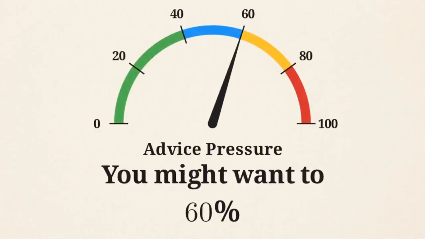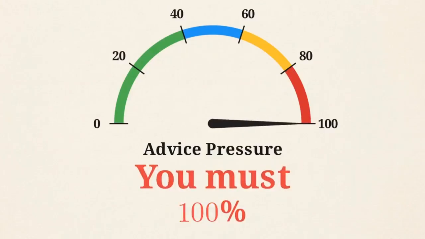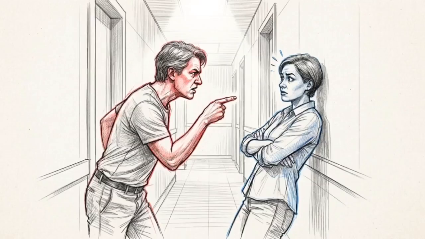"You might want to" increases that to 60%. The needle moves to 80% with should, becoming direct. Finally, must hits 100%, expressing total obligation without choice. The advice spectrum allows you to control the amount of pressure you exert on the person you're speaking to.